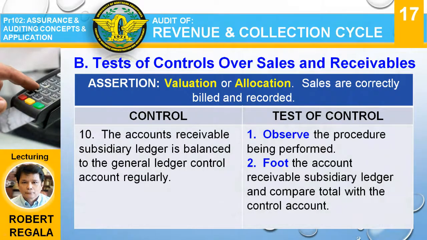Slide 17. The 10th control is described as the accounts receivable subsidiary ledger is balanced to the general ledger control account regularly. Note that the absence of this control results in the possibility of careless record keeping and omission of postings of sales or payments. To test this control, the auditor should observe the procedure being performed. The auditor may also foot the accounts receivable subsidiary ledger and compare the total with the balance appearing in the general ledger control account.